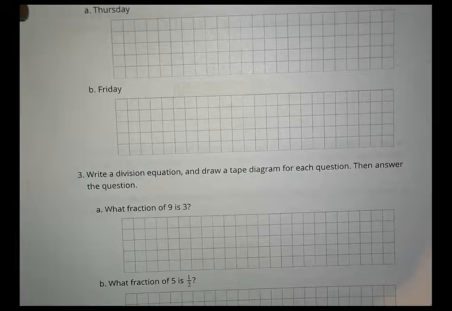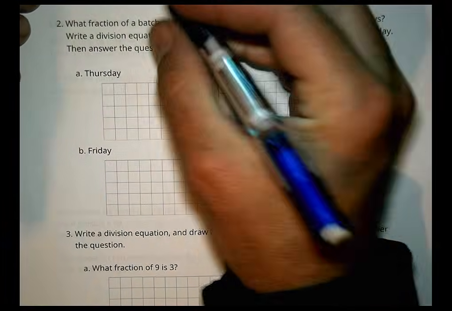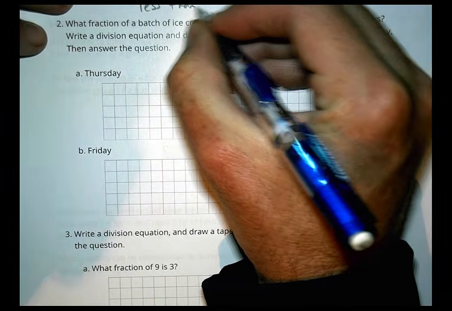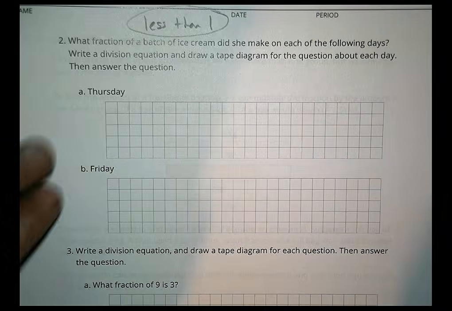Now when we get to the next ones, looking at the batches for Thursday and Friday, we already said that for Thursday and Friday, all of our answers should be less than 1. These ones are a little bit more complicated to draw out and to think about. That's all right. Let's play with it though.